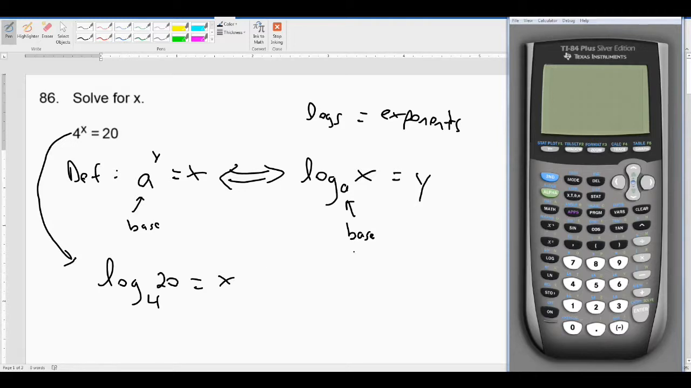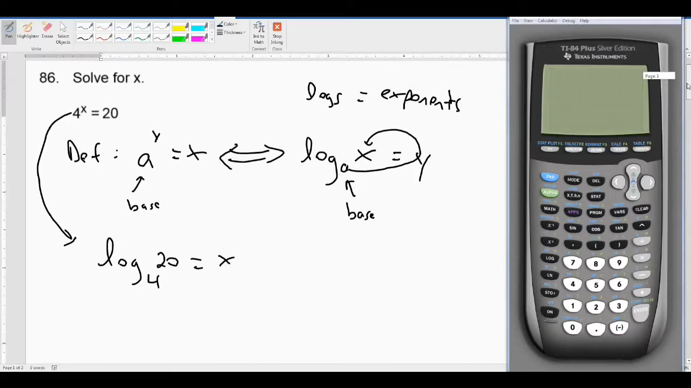20 goes here. There's something else you need to be aware of. If you want to check this, you start at the base, and you go in a circle. A to the y equals x. 4 to the x equals 20. Circle. Don't be afraid to use it.